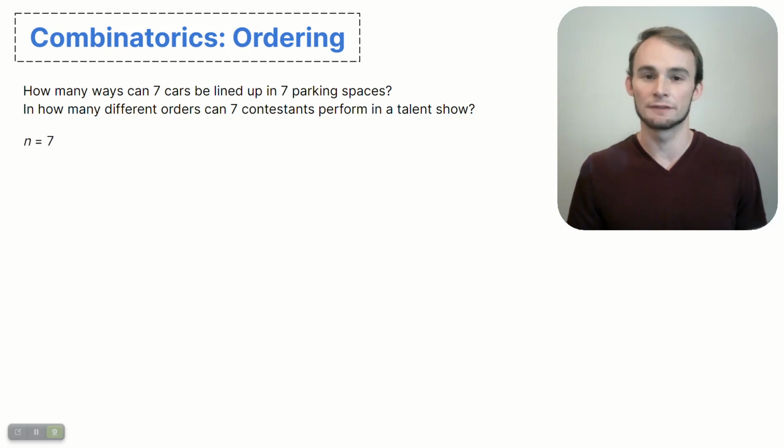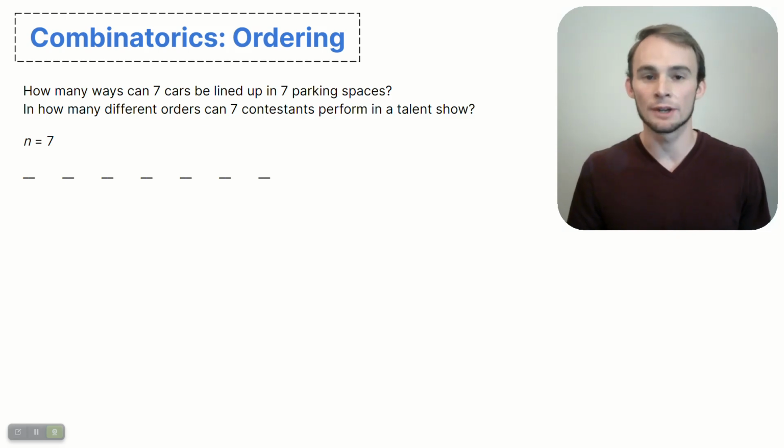So in this question, we'll define a variable of n for the full number of things being ordered. And in this case, it's 7. So we can picture 7 slots here. And we can think in terms of assigning elements to each of these slots in order.